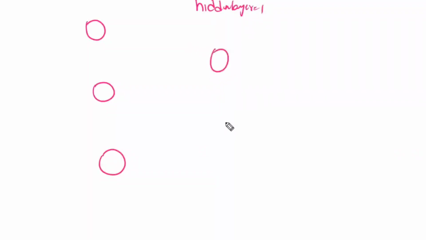So, now, let us take a neural network. 3 neurons. One hidden layer, hidden layer equal to 1, where I'm taking two neurons. These are the two neurons. I'm going to draw in a different color.